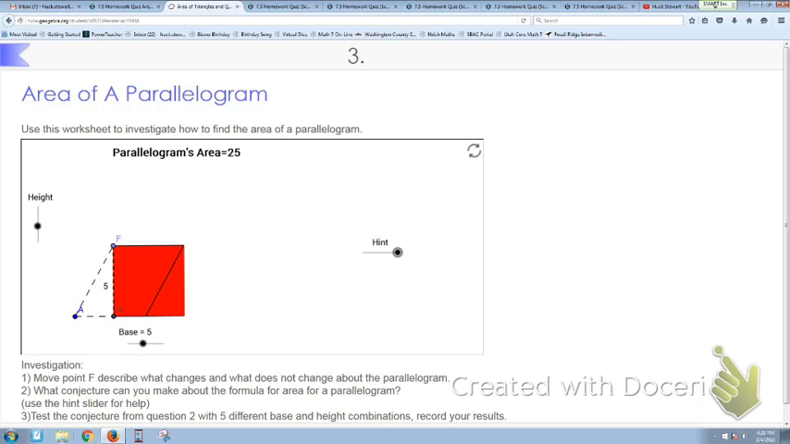Now the question is, from the area here to the area here, did the area change at all? Did the amount of shape change? And the answer is no, it did not. That means the area is the same, which means that to find the area of a parallelogram, you just take the base and multiply it by the height, and you're done.